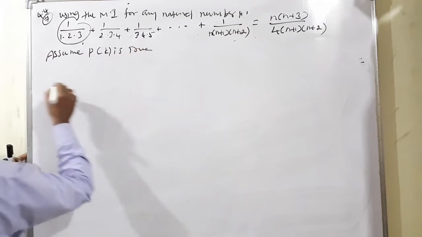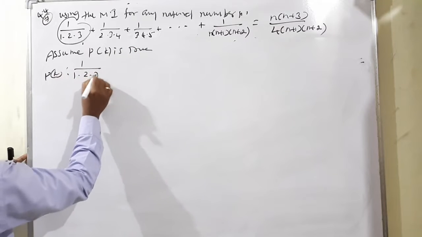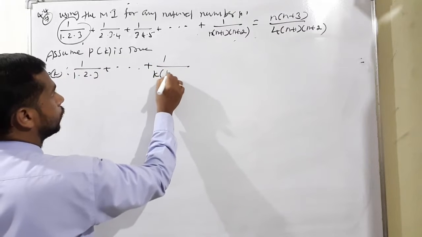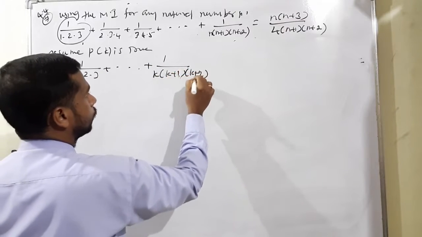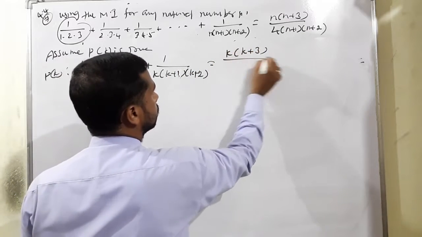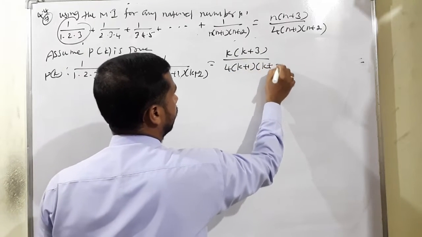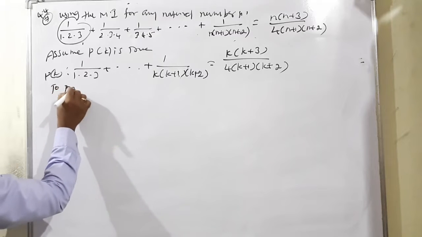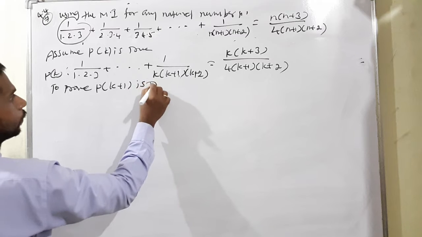So P of K is true means P of K is 1 by 1 into 2 into 3 dot dot dot plus 1 by K into K plus 1 into K plus 2 is equal to K into K plus 3 over 4 into K plus 1 into K plus 2. Then to prove, P of K plus 1 is true.